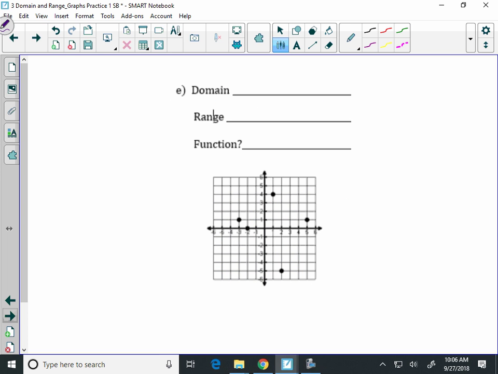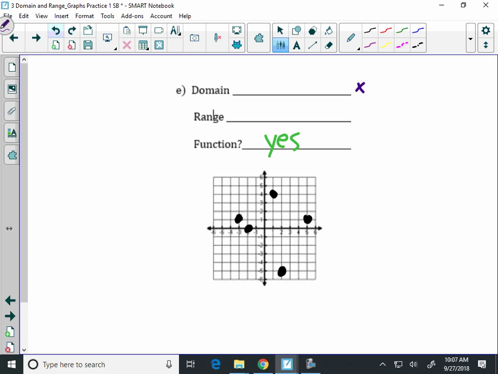Alright, in E, we start with a function. Let's check our vertical line test. When I have all of these ordered pairs, I want to make sure that a vertical line never crosses through more than one point. And it appears that that's the case. Any vertical line is never going to cross through more than one point, so it would be a function.